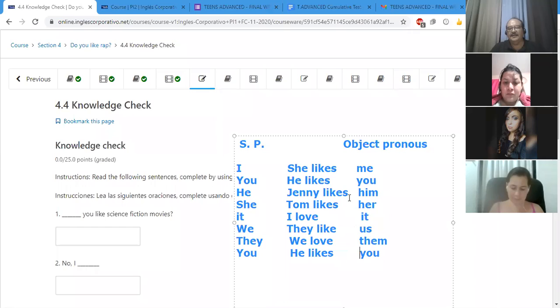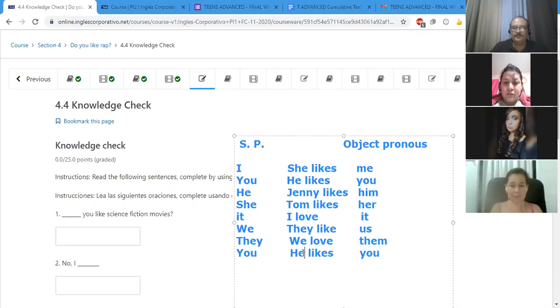For example, I love that song. I like it very much. I love it. Okay. Then you can say here, for example, I love the Beatles. I love them. Okay? I love them means that you really like something.